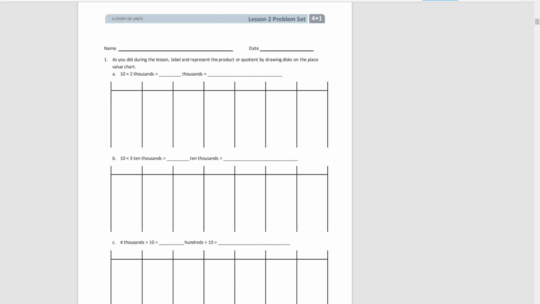So the direction here says, as you did during the lesson, label and represent the product or the quotient by drawing disks on the place value chart. Remember, product is what we get when we multiply. A quotient is the answer we get when we divide. So we're going to start by labeling our place value chart. We always need to do that. We always need to be aware of the units that we're using.